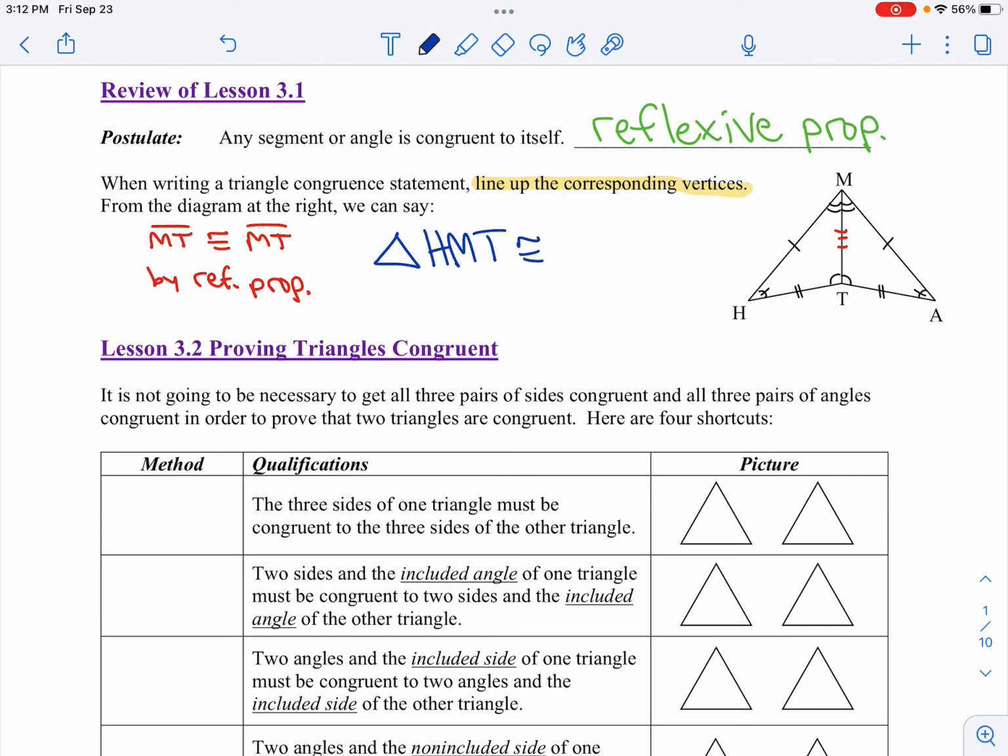What matters now is that when I make my second triangle statement, the letters must line up correctly. So H corresponds to A. Look at those tick marks. M lines up with M, and then the T lines up with the T. So that's one way to do it.